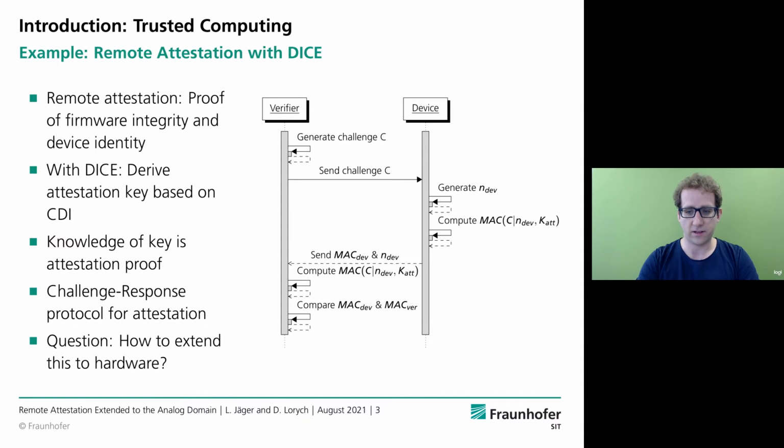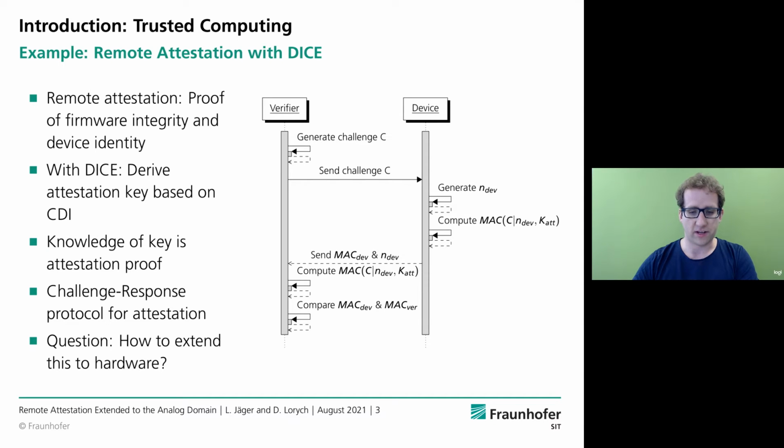And the key thing here is that K attestation is bound to the device's CDI, which is again a proof of its integrity and identity. And therefore, if the device could derive K attestation correctly, the verifier can assume its firmware was not tampered with and its identity is correct too.